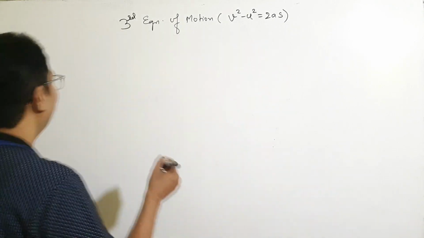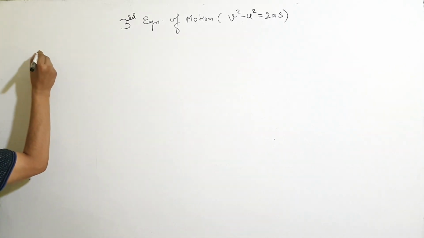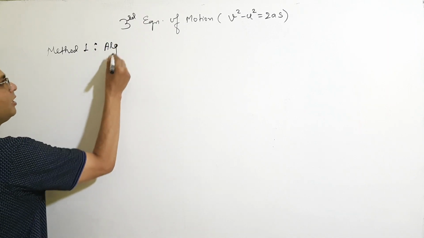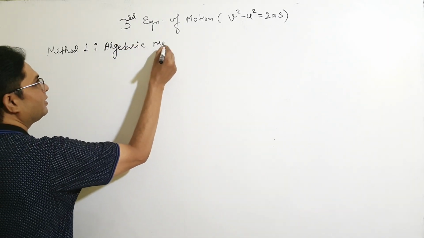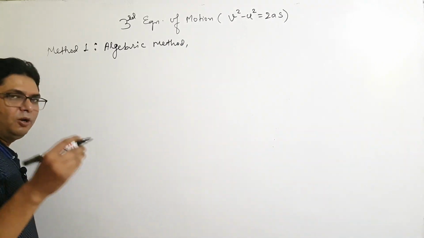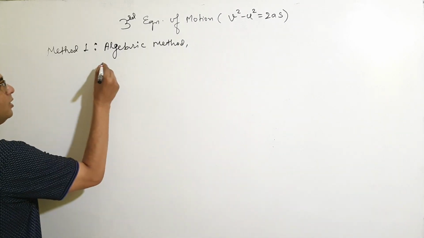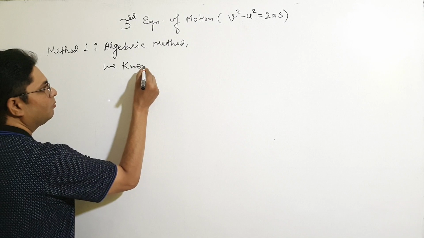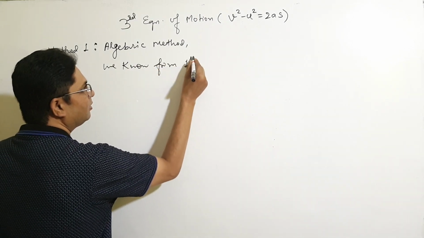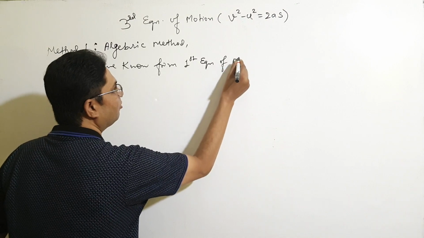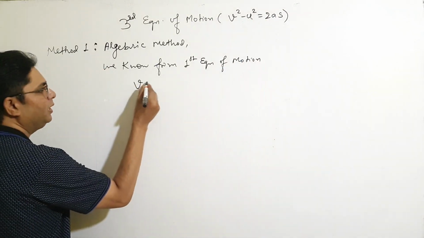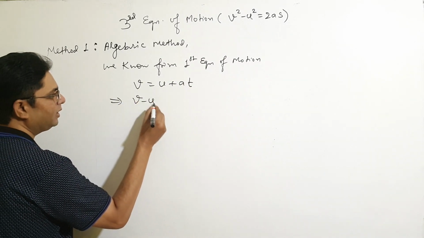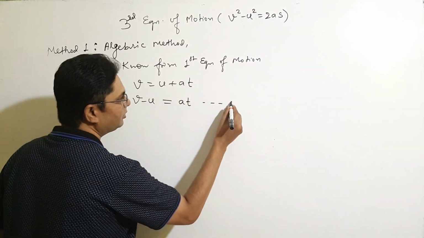Let us see it. So we are going to start with method 1, the algebraic method. You know from the first equation of motion, v equals u plus at. This can be written as v minus u equals at. Let this be equation number 1.